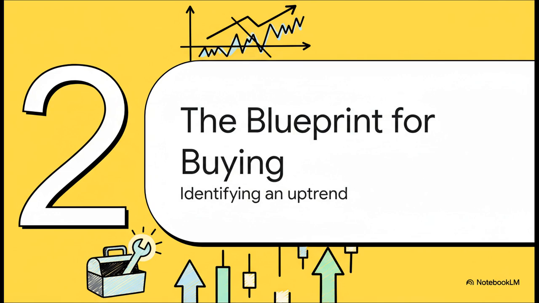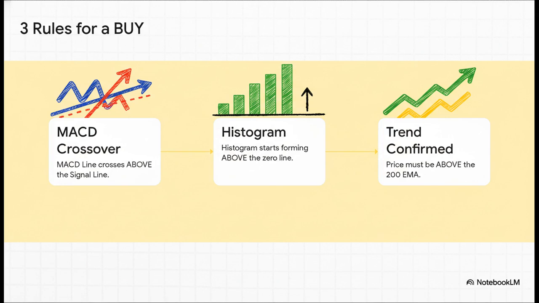This is the actionable, step-by-step process for identifying a potential uptrend you can trade. And look, these aren't just suggestions, they are strict rules. First, you need a bullish crossover. That's when the MACD line physically crosses above the signal line. Second, the histogram has to confirm this by flipping to positive, forming above the zero line. And third, this is your safety check, the price has to be trading above the 200 exponential moving average, which tells us the bigger trend is on our side. All three have to match up, no exceptions.